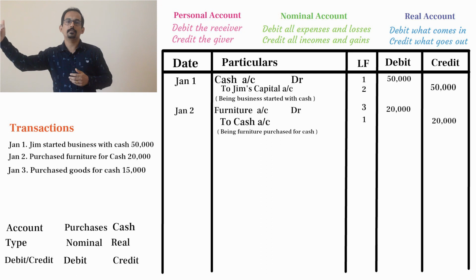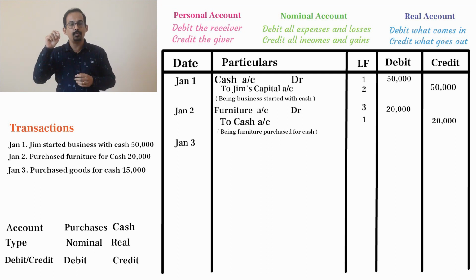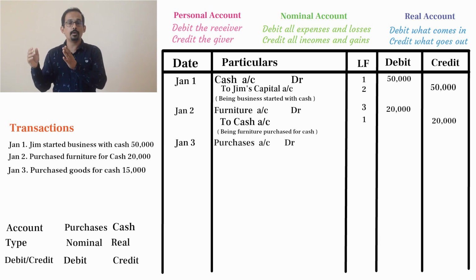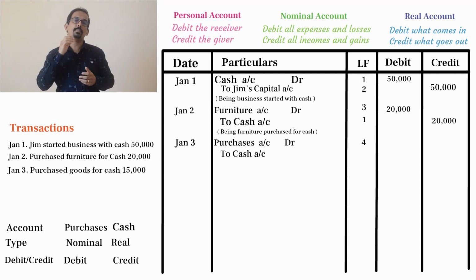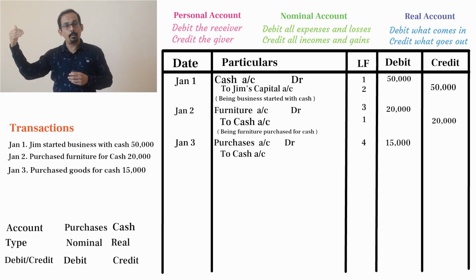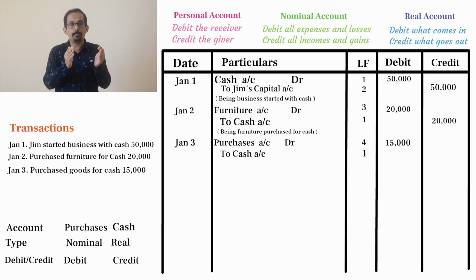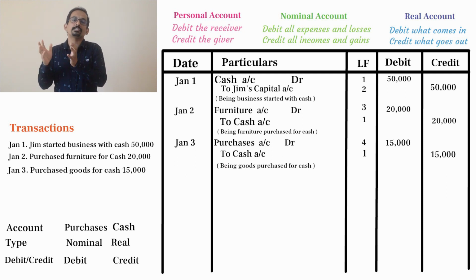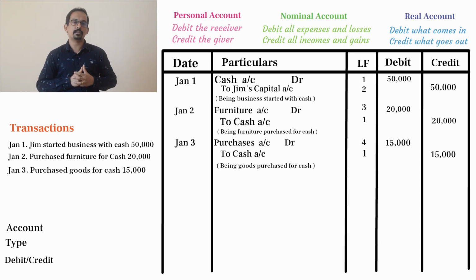So now let's write it into the journal. January 3rd in the first column, which is for the date, particulars column, purchase account debit to cash, being goods purchased for the value of 15,000 by paying cash. Debit amount column, you mention the value of the purchases, which is 15,000, and in the credit amount column, you mention the value of cash that has gone out for purchasing these goods, which is 15,000 as well.